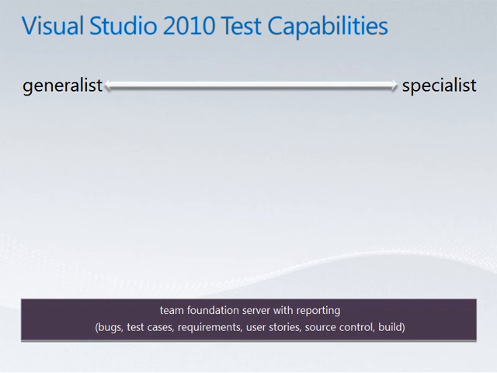So across the top, you might notice that going from left to right, there's kind of a range, right? We start with generalists on the left. Generalist testing means these are folks who don't necessarily have a computer science background.